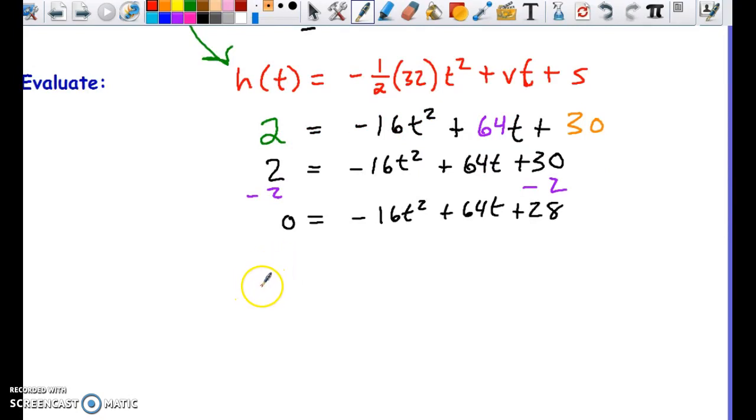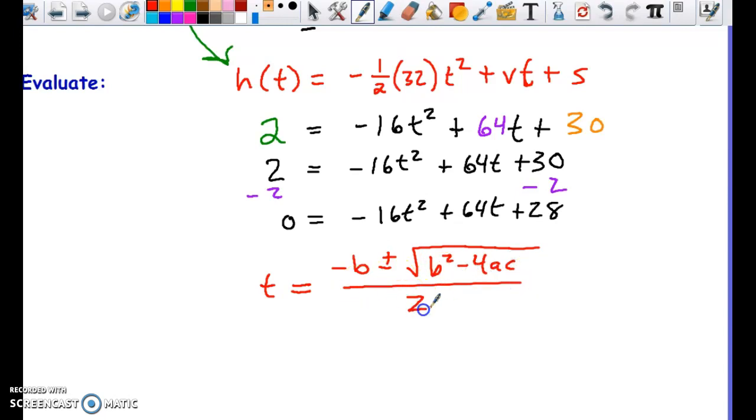Now, normally it's x equals for the quadratic formula, but now it's going to be t equals, and the song goes like this, remember? T equals negative b plus or minus the square root of b squared minus 4ac all over 2a. So we have to identify what the a, b, and c are now, because we're at this point here. So remember, they're the coefficients of the terms in the quadratic.